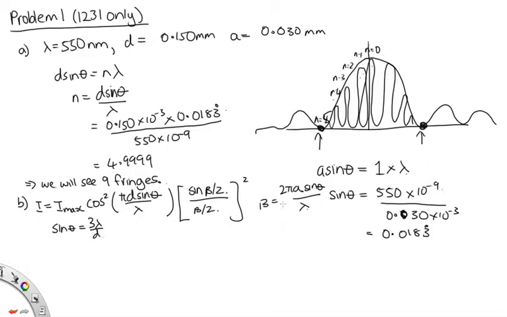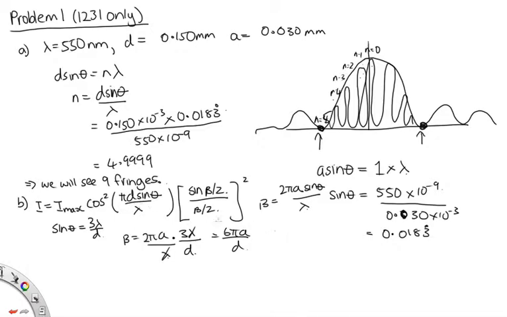Okay, so let's just work out what beta is for a start. Beta is equal to 2 pi a times sine theta, which is 3 lambda over d, and then this is all over lambda. So these lambdas will cancel out, and we'll end up with 6 pi a over d. So this is our beta, and let's just look at what happens inside this cos.